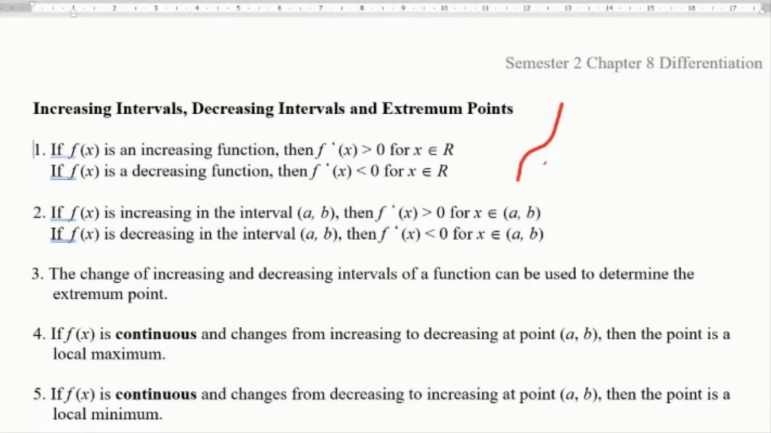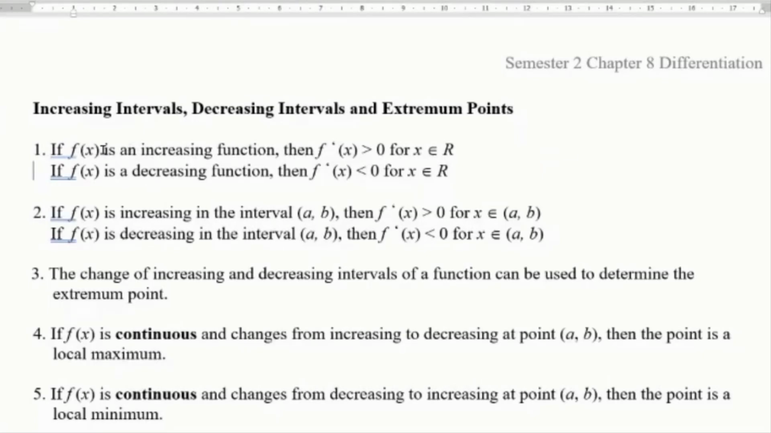But for some functions, part is increasing and part is decreasing. For example, like this, a U-shape. On the left-hand side, the graph is decreasing. Then starting from this point, the graph is increasing. They change. Okay, now we go to the notes first.